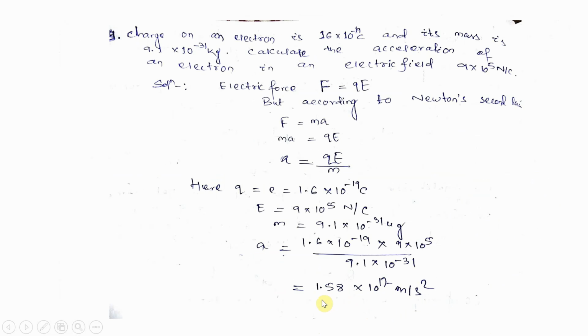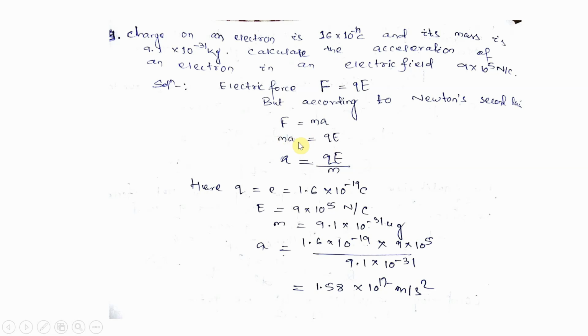Next we have to discuss another question. Given that the charge on an electron is 1.6 into 10 to the power minus 19 coulomb and its mass is 9.1 into 10 to the power minus 31 kg, calculate the acceleration of an electron in an electric field having intensity 9 into 10 to the power 5 Newton per coulomb. So we know the relation between electric field and the force, that is F equal to QE. But according to Newton's second law from mechanics, we know F equal to ma.